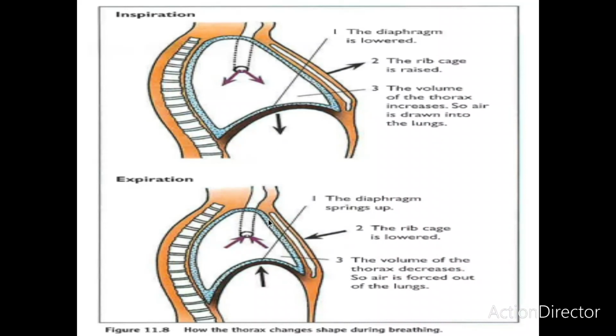And when you breathe out, the diaphragm relaxes, so it springs back up into its normal position. At the same time, the intercostal muscles relax, so the rib cage is lowered. The volume of the thorax decreases, and then air is forced out of the lungs. So first, during inspiration, the diaphragm is lowered, the rib cage is raised, the volume of the thorax increases, so air is drawn into the lungs. And during expiration, the diaphragm springs back upwards, the rib cage is lowered, the volume of the thorax decreases, so air is forced out of the lungs.